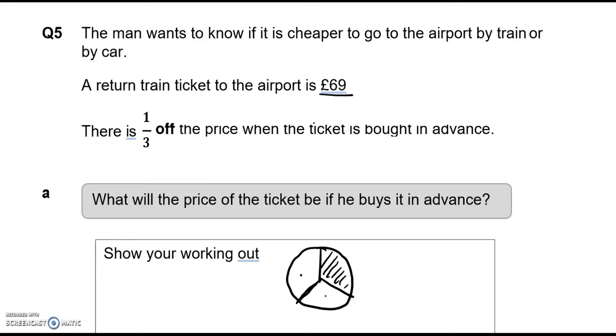So the whole thing is 69. If we divide it into 3 equal parts, how many 3s would fit into 6? That is 2. It would fit into 9, that would be 3. So each slice is equal to 23 pounds. 23, 23, 23. So he is going to pay 23 and 23, which is 46.